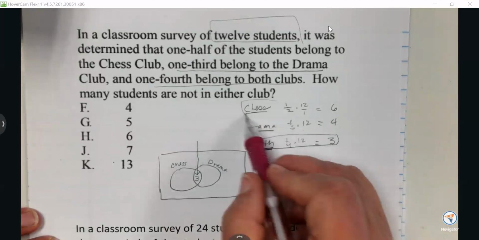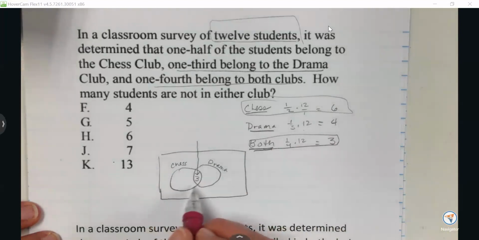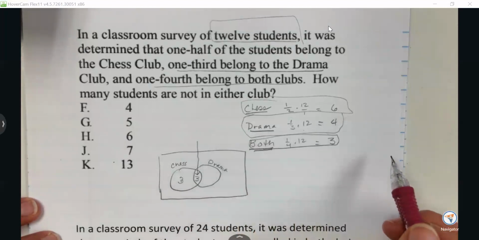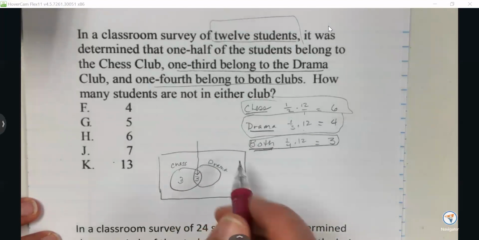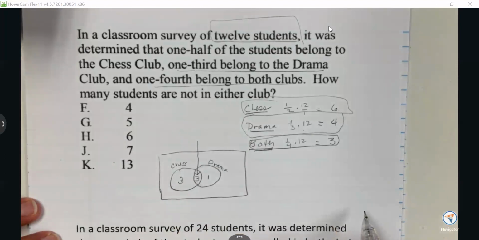So let's look up here at the chess club. It says there's 6 people in the chess club, but look at my chess club circle. There are already 3 people in it, so I'm not going to put 6 here. These have to have a total of 6 people. So there are 3 people out here, 3 people only in the chess club, 3 people in both, for a total of 6 people in the chess club. Same thing with drama. If there are 4 people in drama, I should end up with 4 in my drama circle. I already have 3 in my drama circle, so there's 1 that's going to be on the outside there.